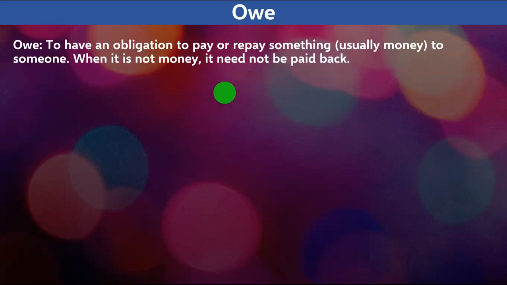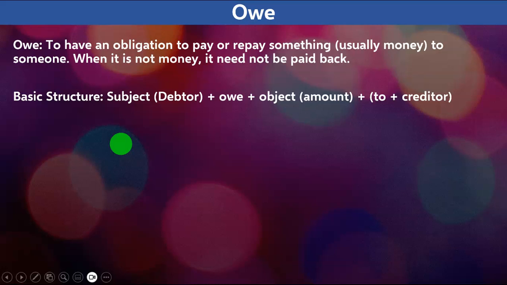To have an obligation to pay or repay something, usually money, not always, usually money to someone. When it is not money, it need not be paid back. Okay. Structure. Subject, which is the debtor in this case, which means the giver of the money or the thing, plus owe plus object, which is the amount, plus to plus the creditor.